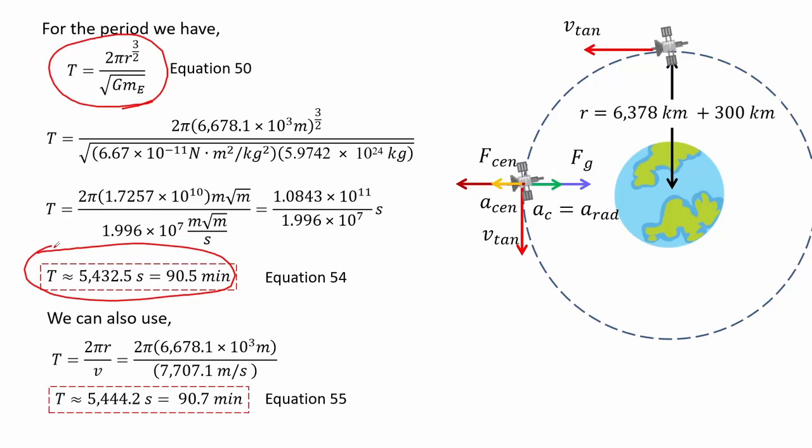Using the other equation and the value of tangential velocity obtained earlier, we have that the period is about 5,000 seconds, also with a slight difference in seconds, but it is still around 90 minutes. So, either equation and values obtained are acceptable. But personally, I would prefer to use the equation that is obtained from the given values in case the calculated ones might be wrong.